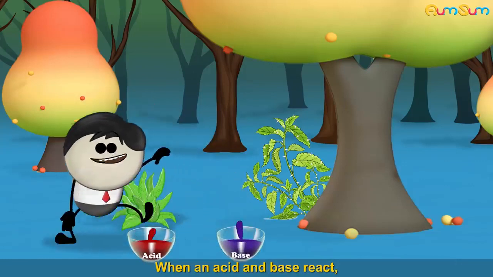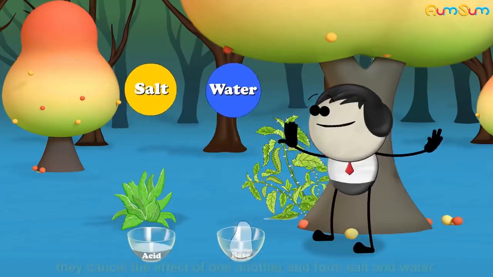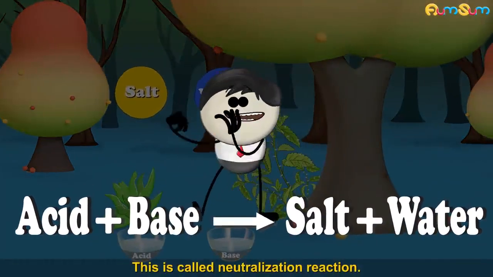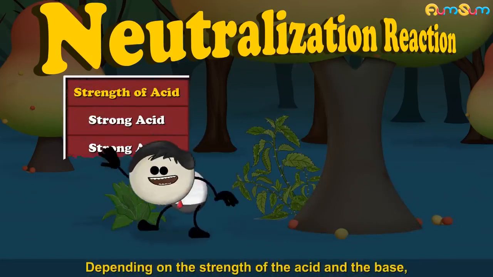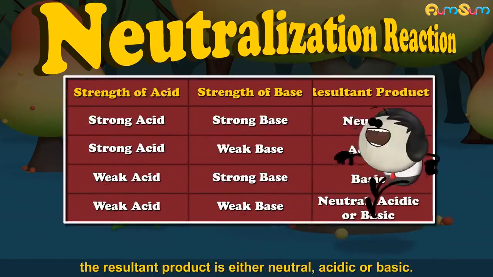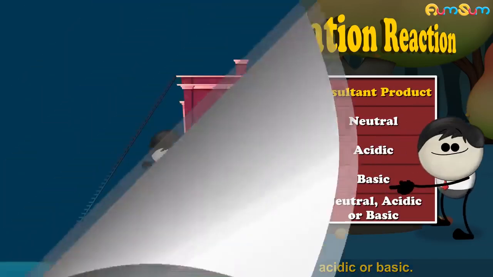When an acid and base react, they cancel the effect of one another and form salt and water. This is called neutralization reaction. Depending on the strength of the acid and the base, the resultant product is either neutral, acidic, or basic.